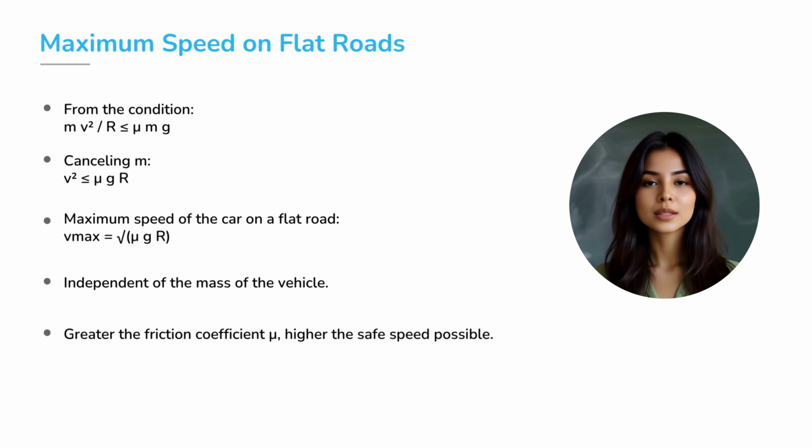From that condition, if we cancel out mass, we get v squared less than or equal to mu gr. This gives the maximum safe speed as v max equals square root of mu gr. Notice something important here. This maximum speed does not depend on the mass of the vehicle. Whether it's a small car or a heavy truck, as long as the coefficient of friction and radius of the turn are the same, the speed limit is identical.